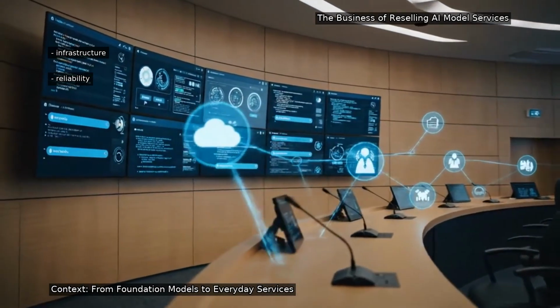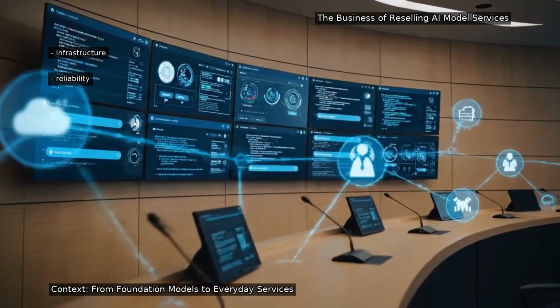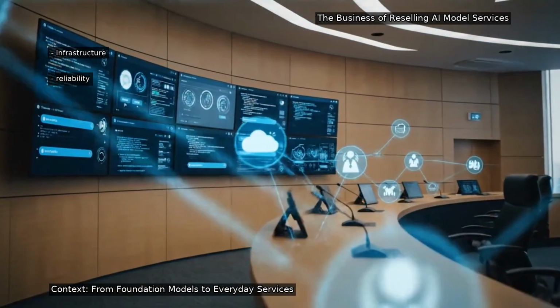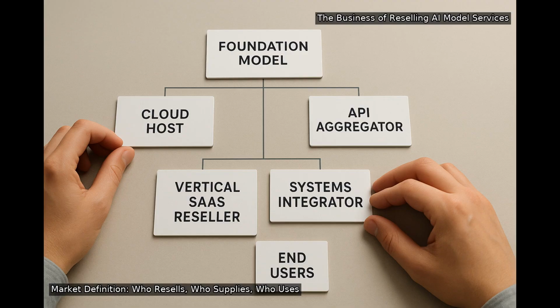For oversight, the visible service might not be the party controlling logs, policies, or outage response, which makes accountability harder to trace. To make the market legible, map roles as a stack.